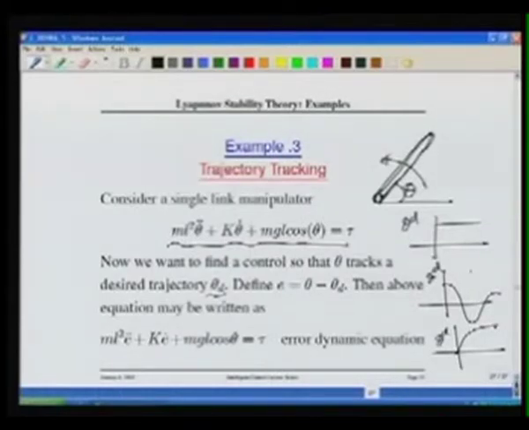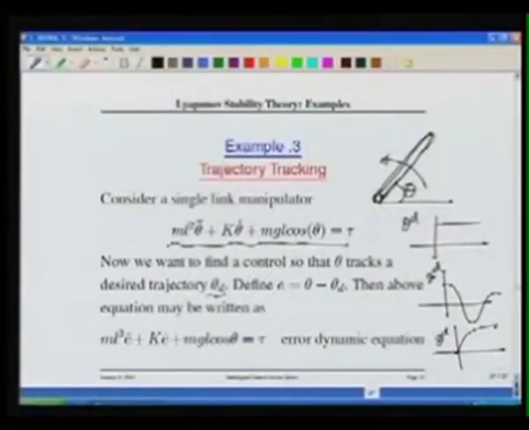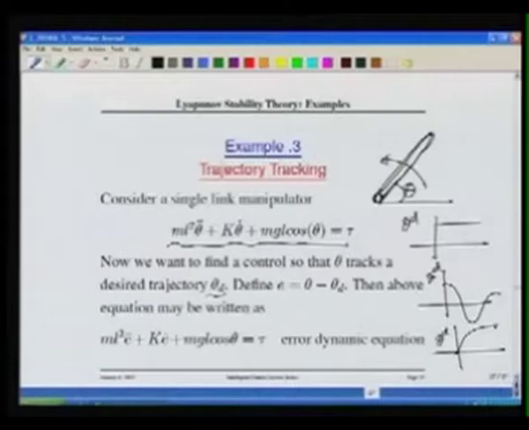So, the objective is, what should be my control law, that is, how much torque this motor should develop and apply to this link, such that the link follows this desired angle. The angular position of the link is always following the given theta d, the desired angular position. So, for that, we define e equal to theta minus theta d.